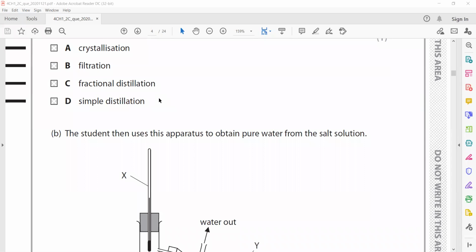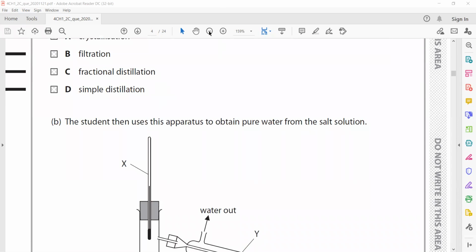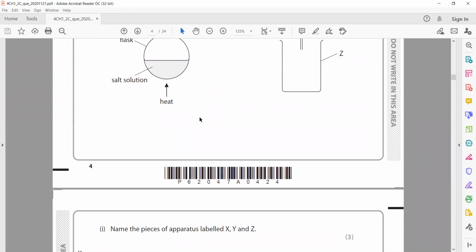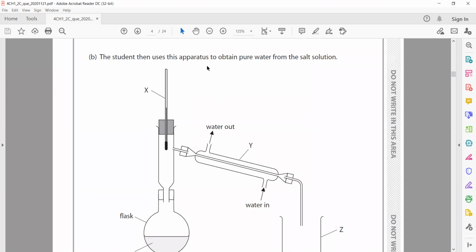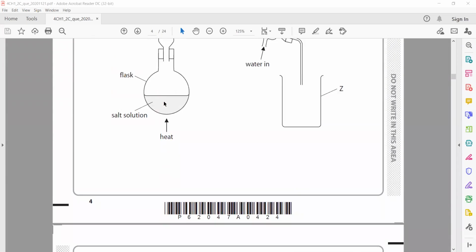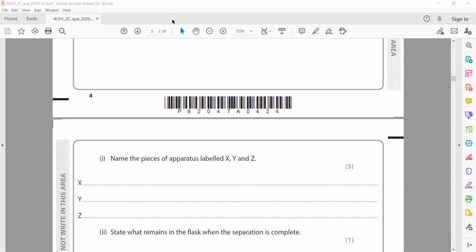The student then uses this apparatus to obtain pure water, as I mentioned. Name the pieces of apparatus, labelled X, Y, and Z. So X is a thermometer, Y is a Liebig condenser, and Z is a beaker. So thermometer, condenser, and beaker.